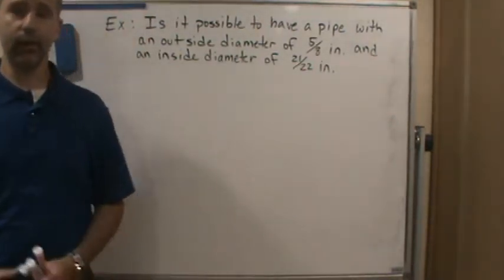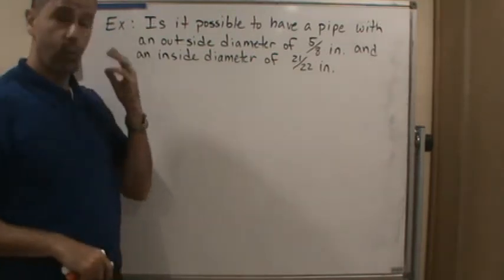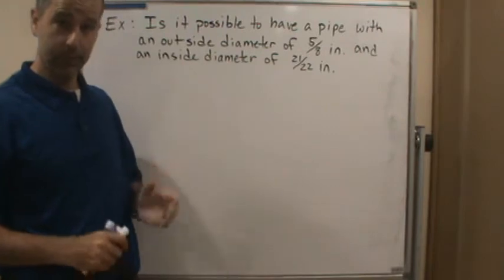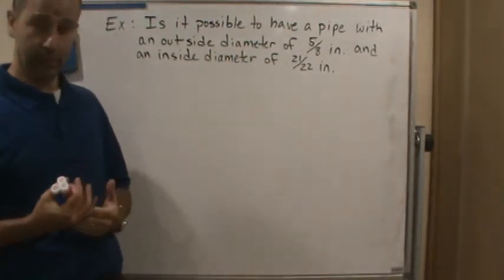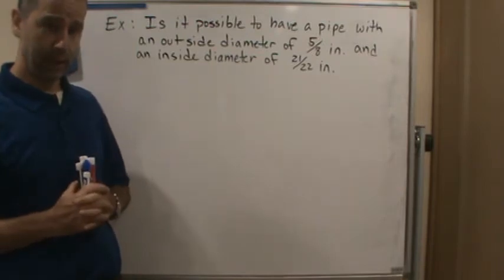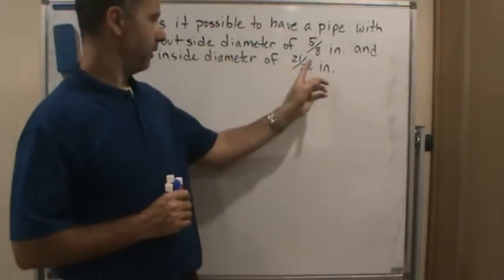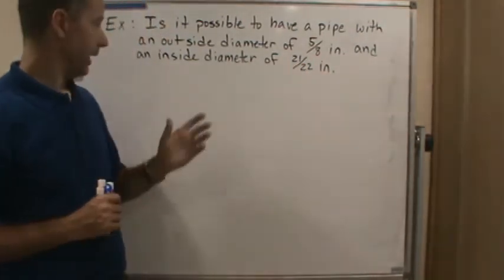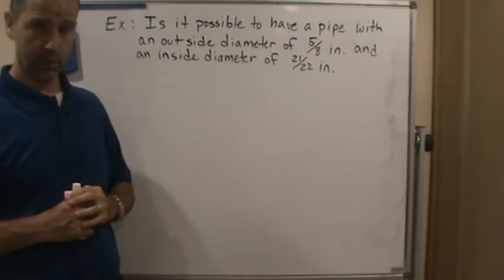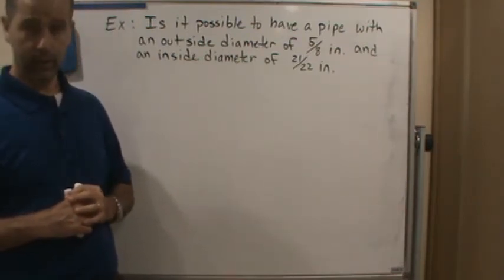Okay, here's another example. Here's what we're going to do. We have an application type problem, and we have this idea of a pipe. What they're asking is, is it possible to have a pipe that has an outside diameter of 5/8 of an inch and an inside diameter of 21/22 of an inch? That's what we're going to figure out.